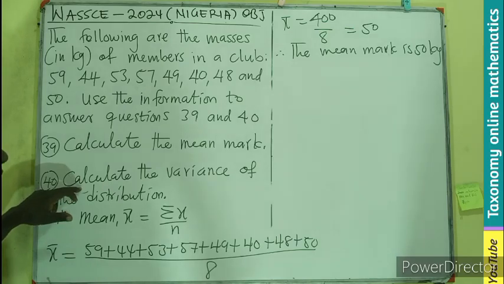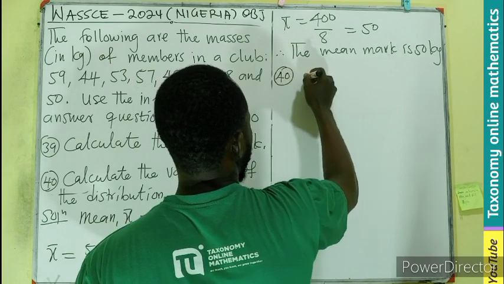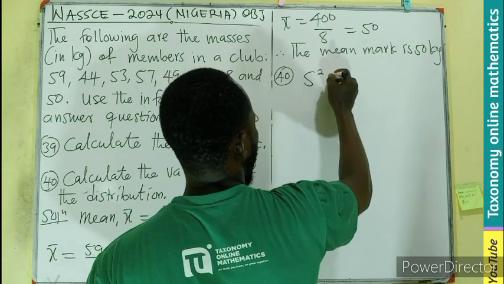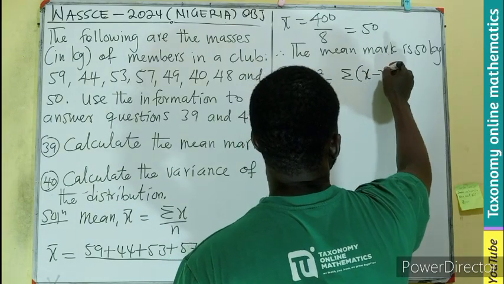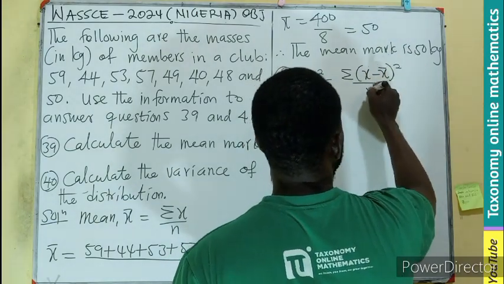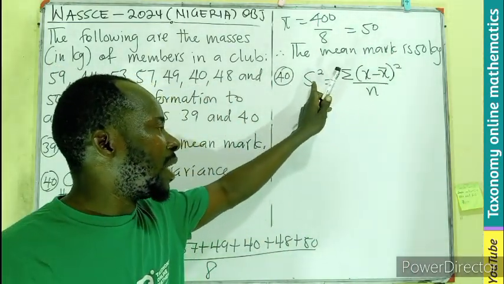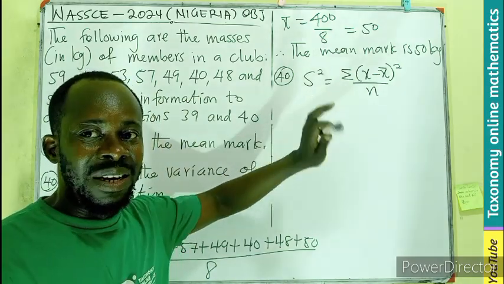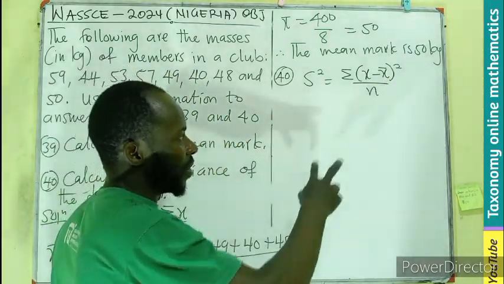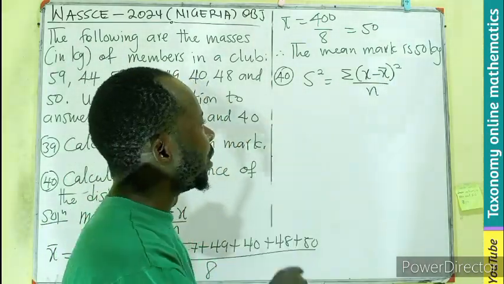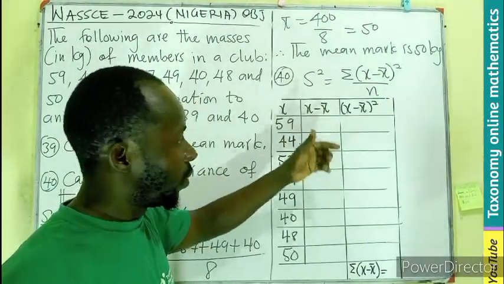Then the next is to calculate the variance. We know for question 40, the variance, sigma squared, equals the summation of x minus the mean, all squared, divided by n. If you find the square root of both sides, then this becomes the standard deviation. We know the mean, so we find the deviation from the mean.